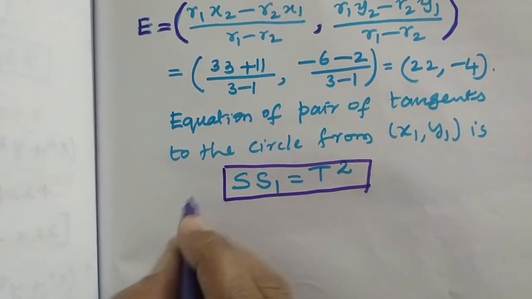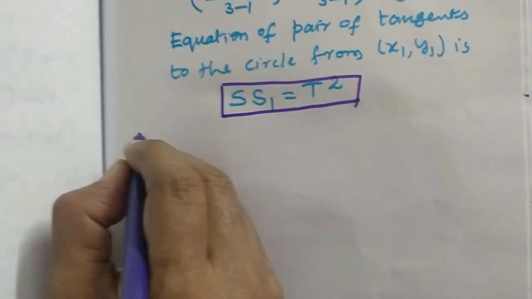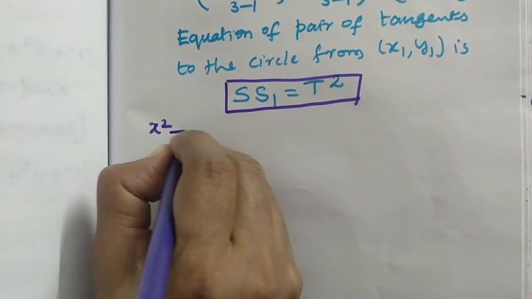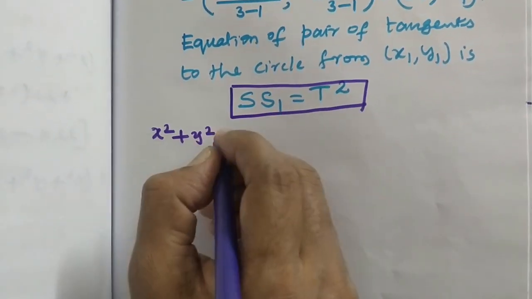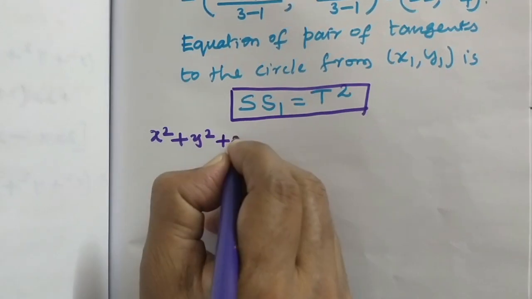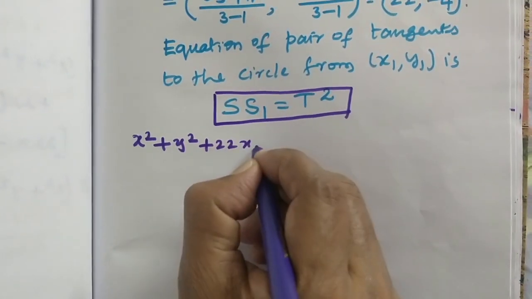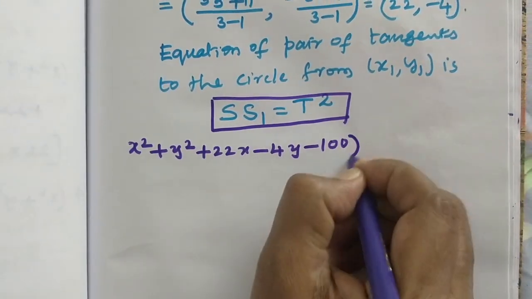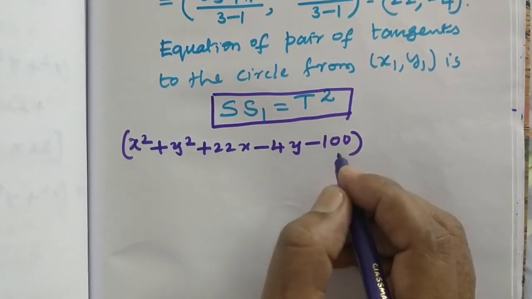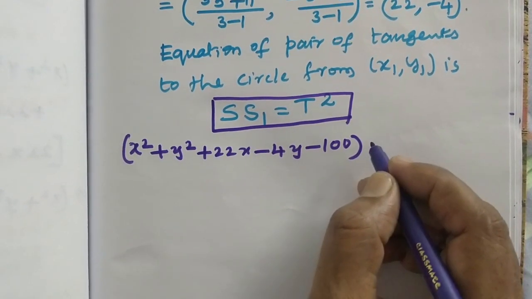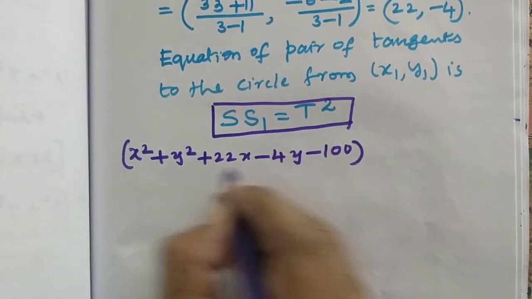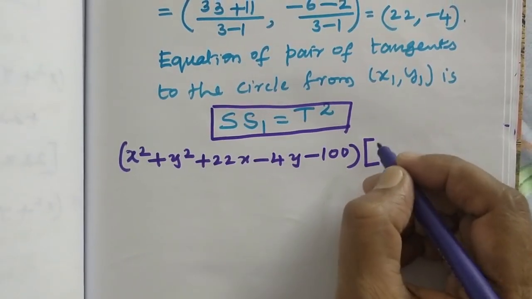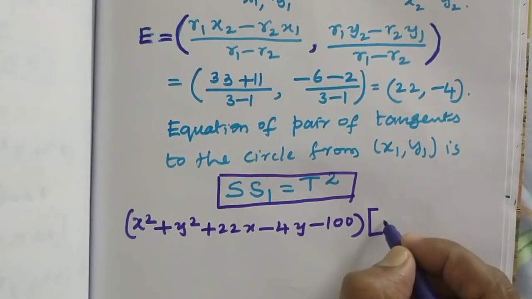Right. What is my S? Take any one of the circle equations. x square plus y square plus 22x minus 4y minus 100 is my S. Into S1 is... x square is 22 square. How much is 22 square?